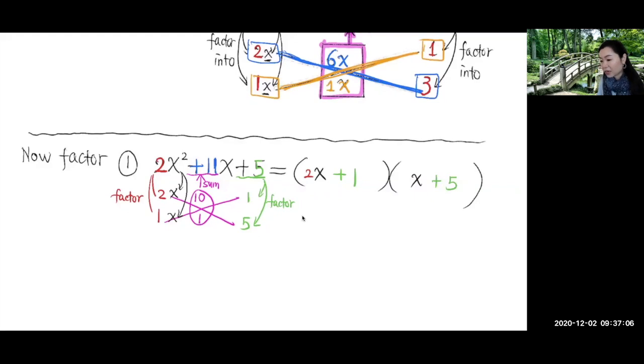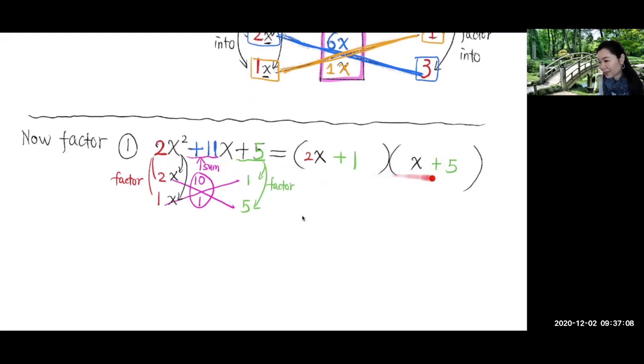Now you can try to multiply this out. 2x times x gives you 2x squared. 1 times 5 gives you this 5. And how do you know the middle one is going to be 11x? Well, 2x times 5 is the 10x. 1 times x is 1x. And then they sum to 11x. So that is going to work.